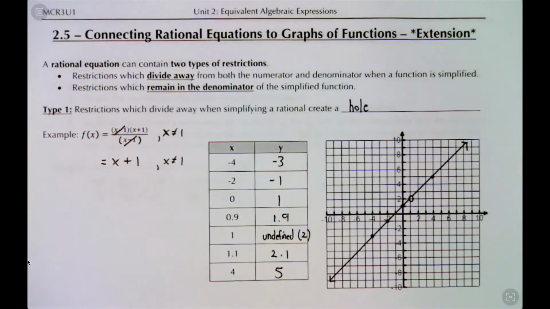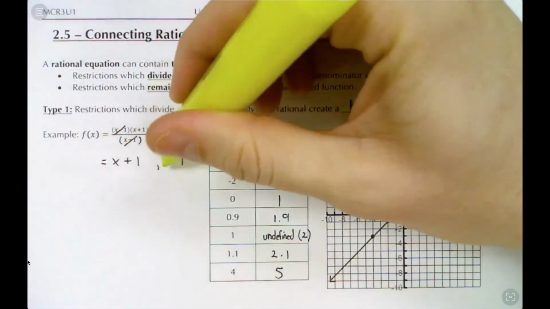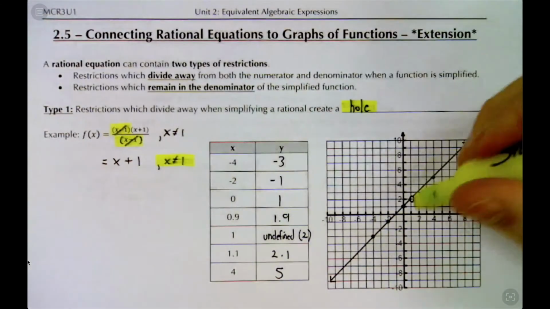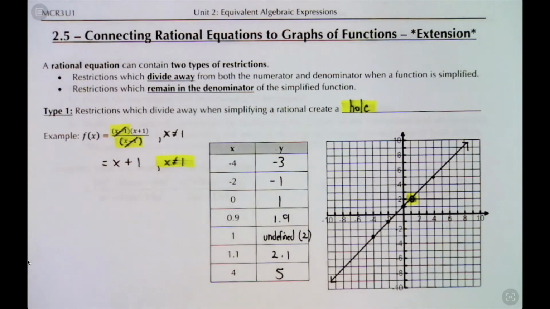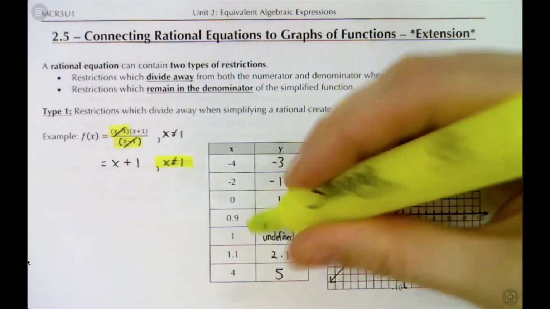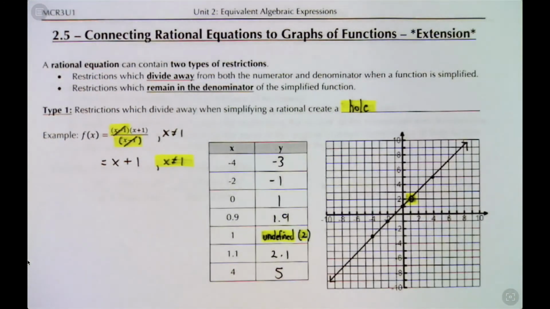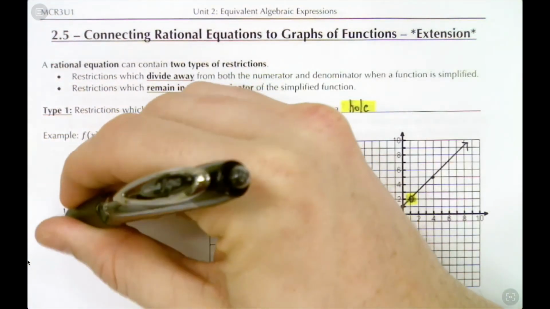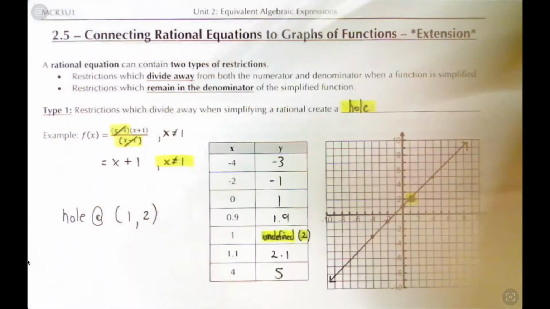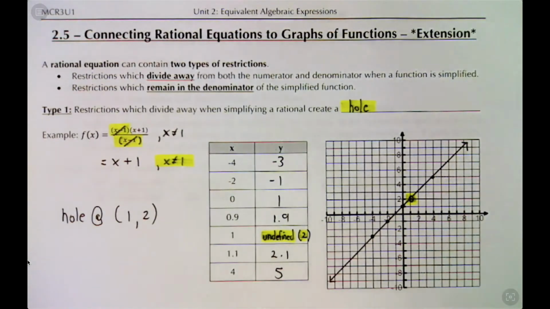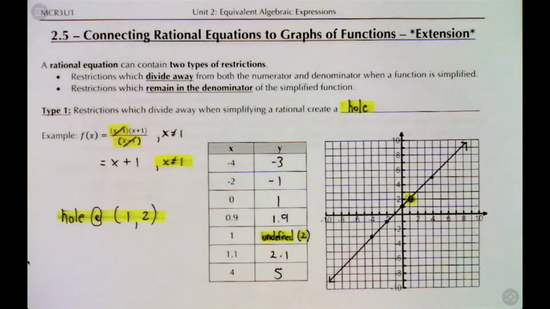So a hole is represented on a graph by an open circle. So here we go. A hole at a restriction that divides away is just an open circle. And the rest of the graph would just be found by graphing the simplified equation. Keeping in mind that the restriction, the hole, is undefined, but you would put your open circle at 1, 2. So in this case, we have a hole at 1, 2. That's our first type of restriction.